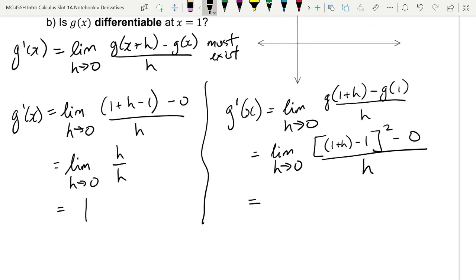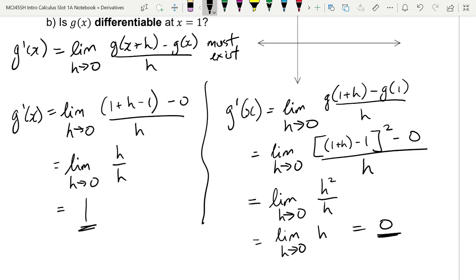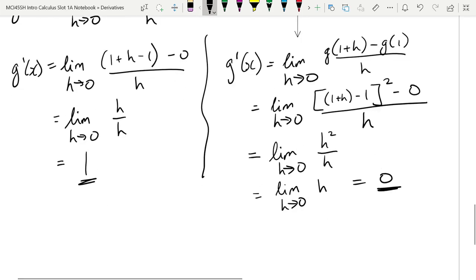And what's that going to turn out to be? It's going to be the limit as h approaches 0 of, and as you can see, this one's going to turn out differently. The 1's still cancel, but this is now going to be h squared over h. What's going to happen as that approaches 0? Well, that's going to be the limit as h approaches 0 of h, which is 0. These two slopes don't agree with each other.